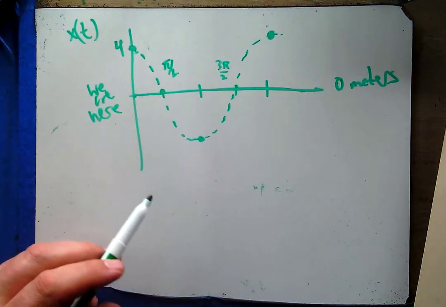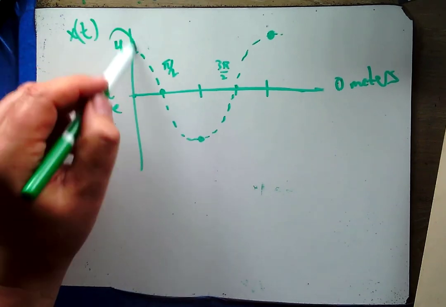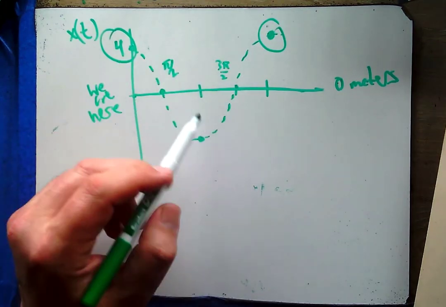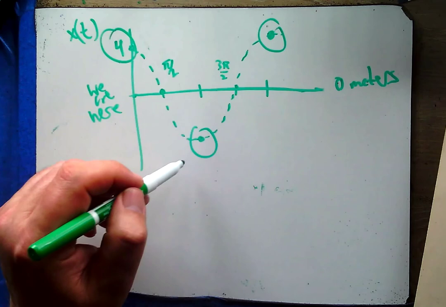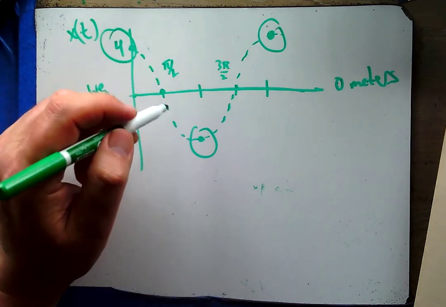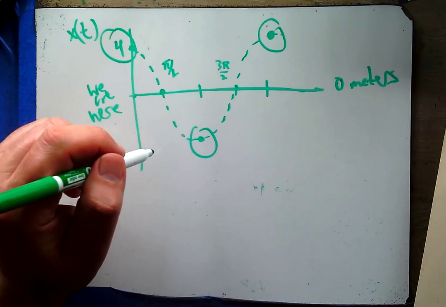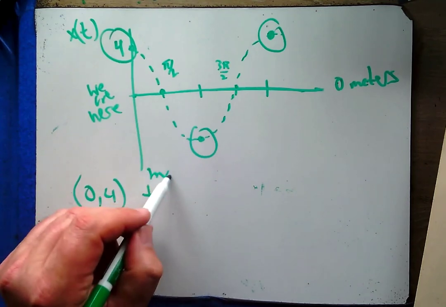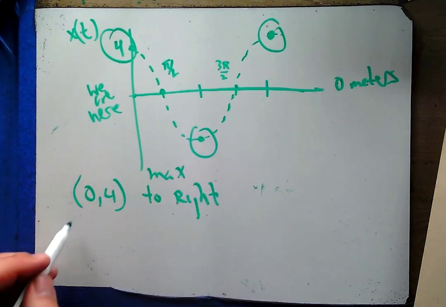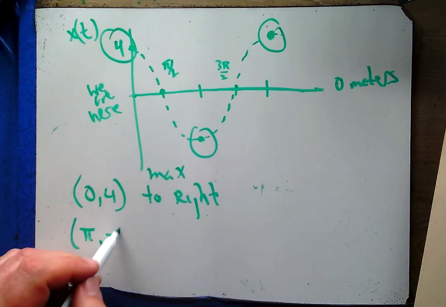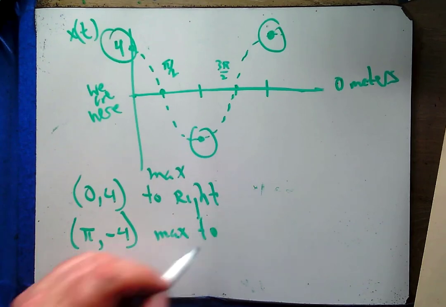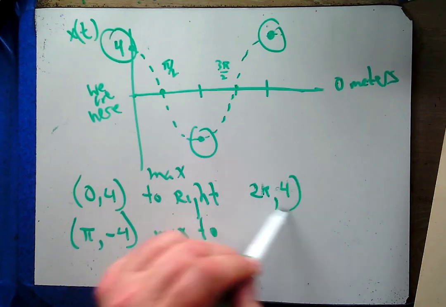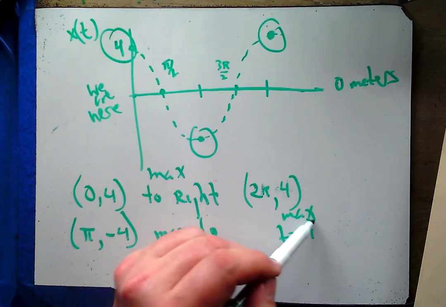Okay, so what is the maximum position to the right of you? 4. And 4. And what is the maximum position to the left of you? Here at negative 4. And when are they in these points? So 0, 4, max to the right, pi, negative 4, max to the left, and 2 pi, 4, max to the right.